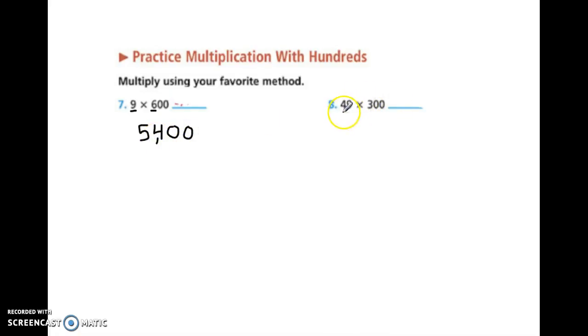How about something like this? I look at my digits. I've got 49 and 3, and I'm going to do 49 times 3. We'll do a 2-digit by 1-digit multiplication problem. 49 times 3. Nine times 3 is 27. And my 2. 4 times 3 is 12, plus 2 is 14. I'm not done yet. Got to count my zeros, 1, 2, and add them on. So I end up with 14,700.